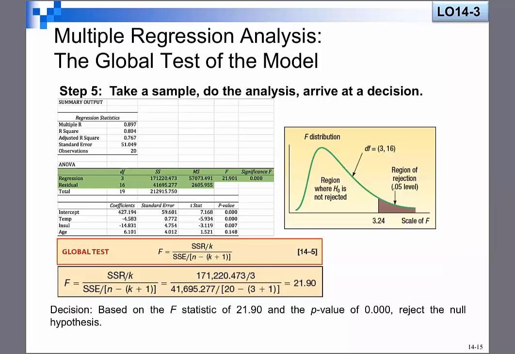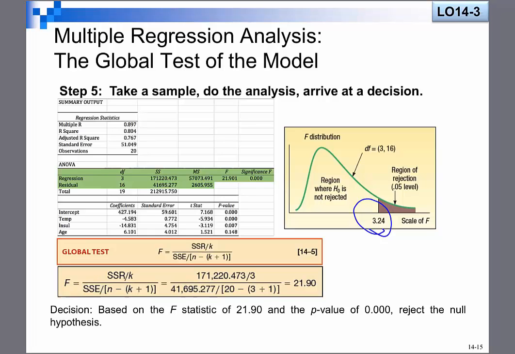Or you could use your chart, because there is a 0.05 in the chart, but I tend to focus on Excel when it comes to these critical values. We've established the critical value of 3.24 right there. And now the question becomes, does my computed F fall in that region of rejection? So I need a formula for that.